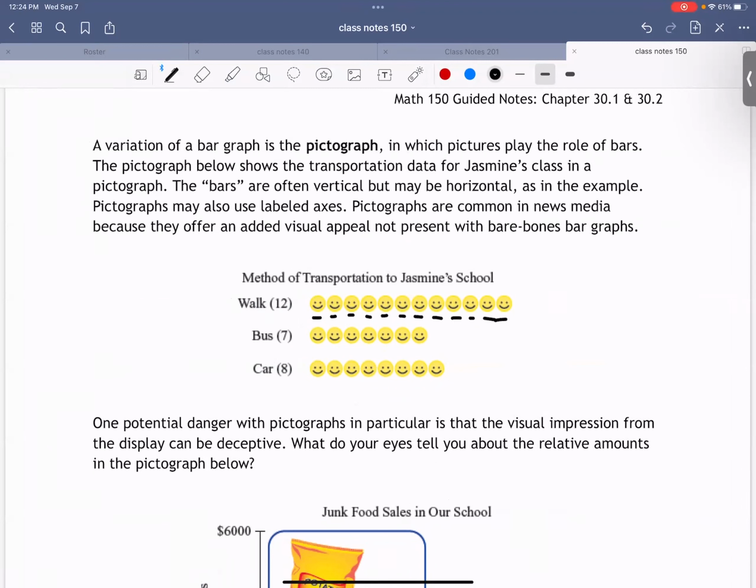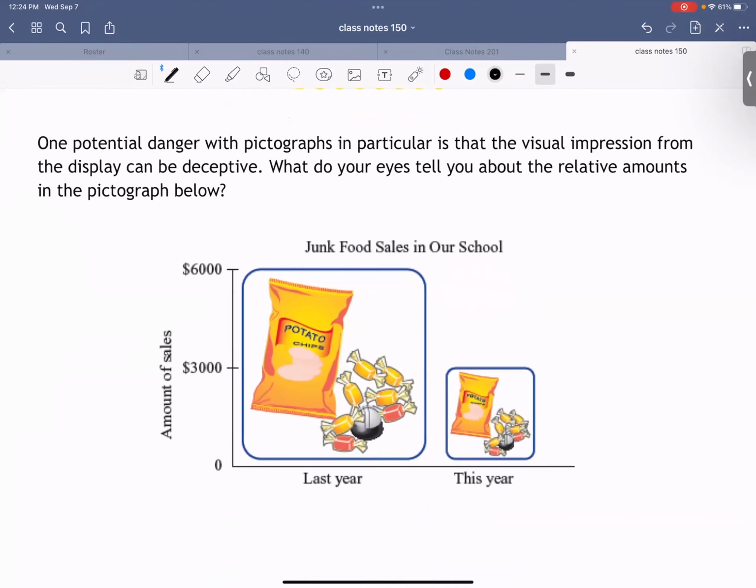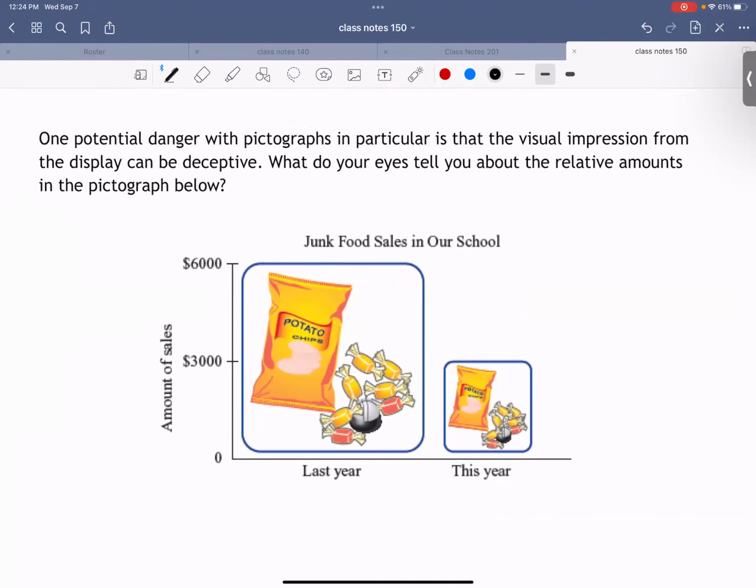Now, pictographs are cool. They're like bar graphs, and if they're used properly, they're kind of fun to use. Unfortunately, there's a little bit of a danger with pictographs, which is why a lot of scientific journals don't use these as often. Here's an example of a faulty pictograph. We have the junk food sales in our school, okay? Who sees what might be wrong with this pictograph?